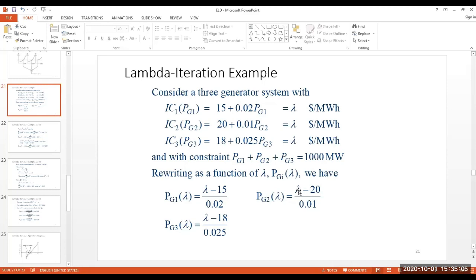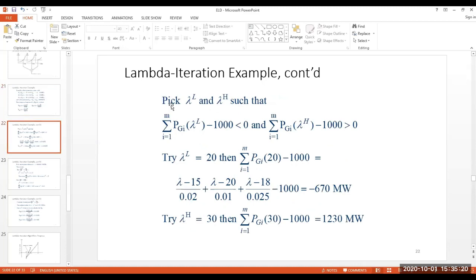This is where the lambda updating will be happening. Accordingly, your PG1, PG2, and PG3 will be updated. And at some point of iteration, your demand will be almost or exactly matched, depending on your tolerance value. This is how the algorithm will work. So now let's pick 2 values for this example. Lambda L is taken as 20, which gives us minus 670.